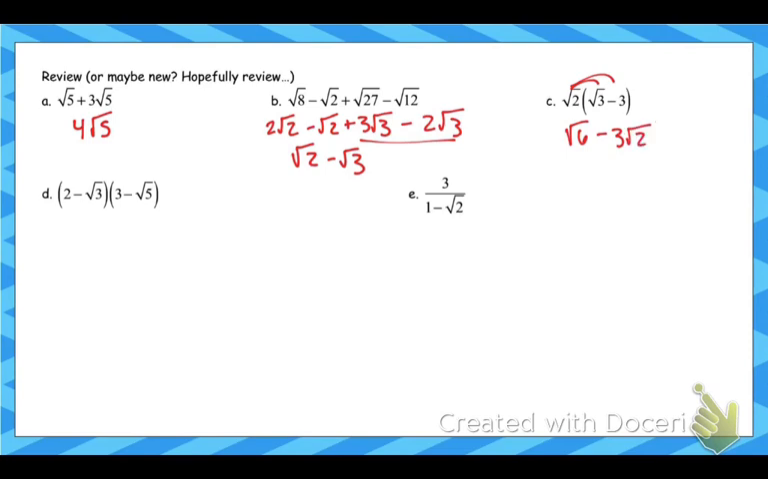All right, on d, again, we're going to FOIL this out. So 2 times 3. 2 times root 5. The 2 is outside, the 3 is inside.